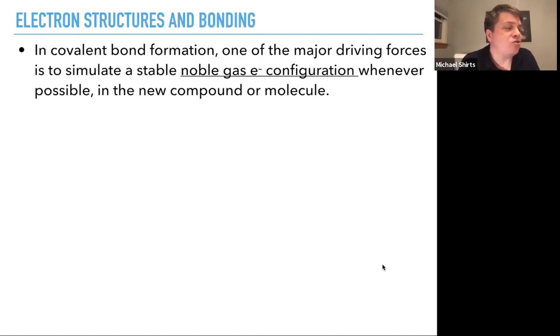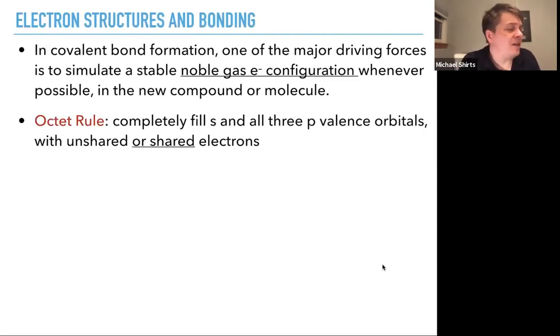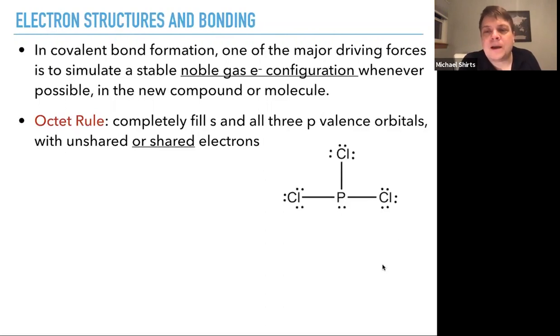Okay, so in covalent bond formation, one of the major driving forces is to simulate a noble gas electron configuration whenever possible in a new compound or molecule. What we mean by simulate here is that we are going to be completely filling the s and p valence orbitals with unshared or shared electrons. So in a Lewis structure, we want each atom to be surrounded by a noble gas configuration of 8 electrons, and it doesn't matter whether they're shared or unshared.